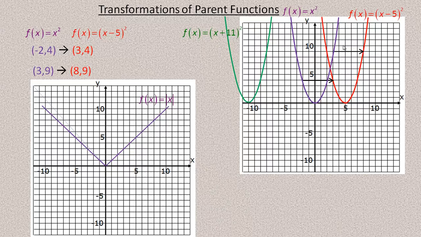Just to show you, I didn't do this in the presentation, but for example, this is the point right here, 1, 1. So 1, 1, if we're going 11 units to the left, has been shifted to that point, which is negative 10, 1.